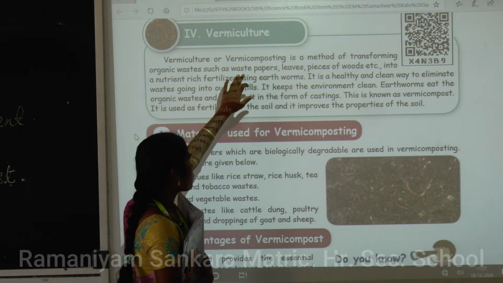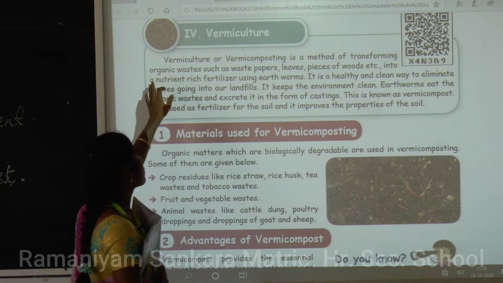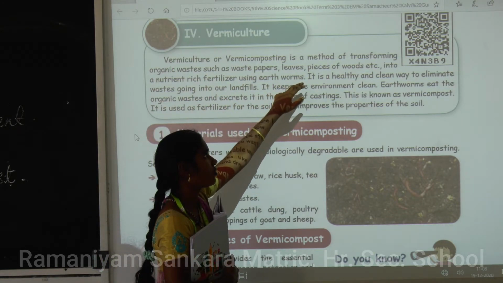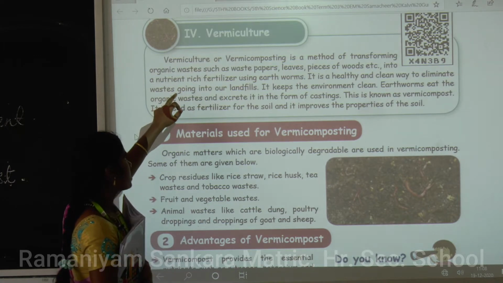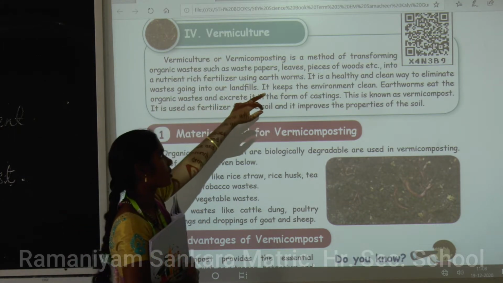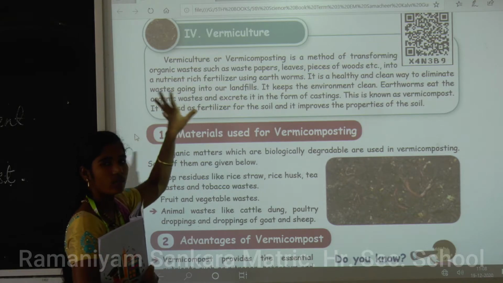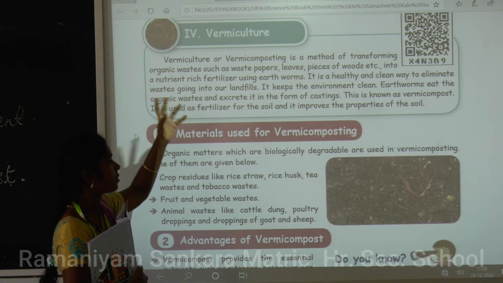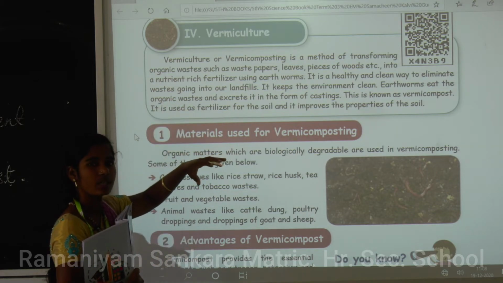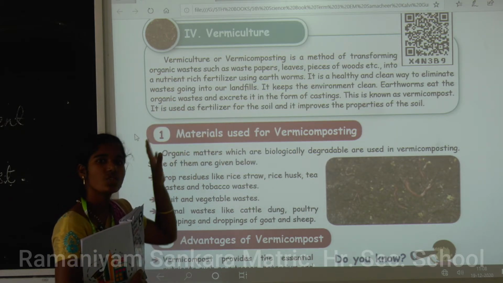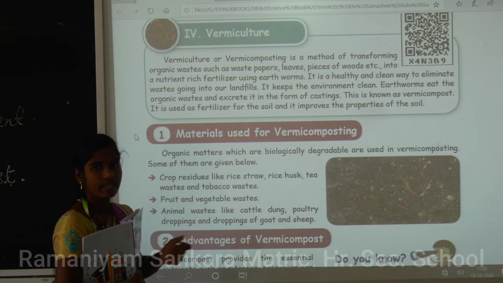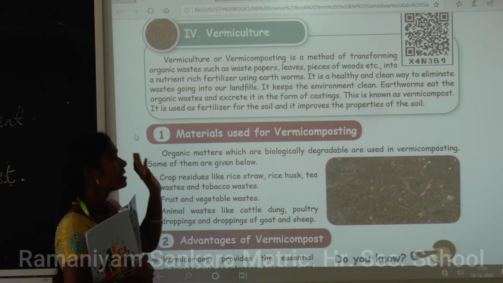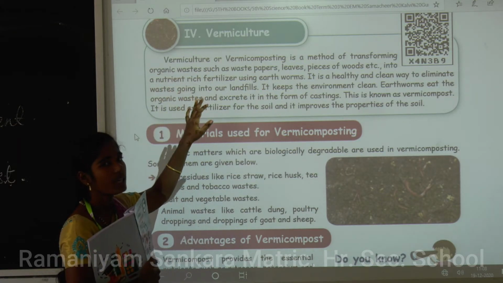Vermiculture or vermicomposting is a method of transforming organic waste such as waste papers, leaves, pieces of woods, etc. into a nutrient-rich fertilizer using earthworms. ஓகேவா, அதில் இருக்கிற organic matter, நம்ம யூஸ் பண்ணக்கூடிய waste paper, waste things எல்லாமே using the earthworms they change into a natural fertilizer. ஒரு உரமாக earthworm யூஸ் பண்ணி மாற்றுறாங்க. Okay, that process is called vermicompost.